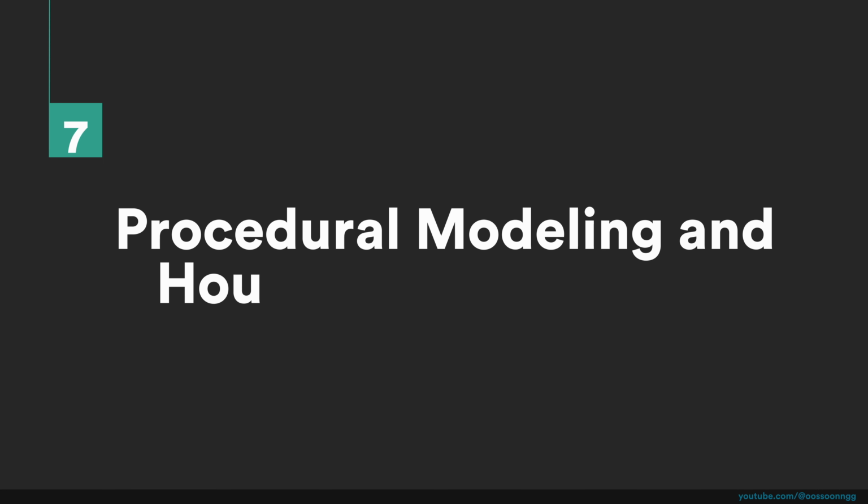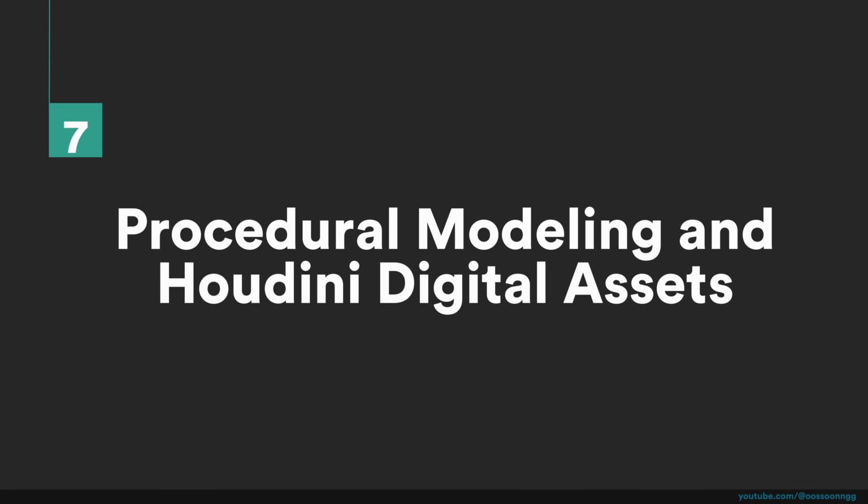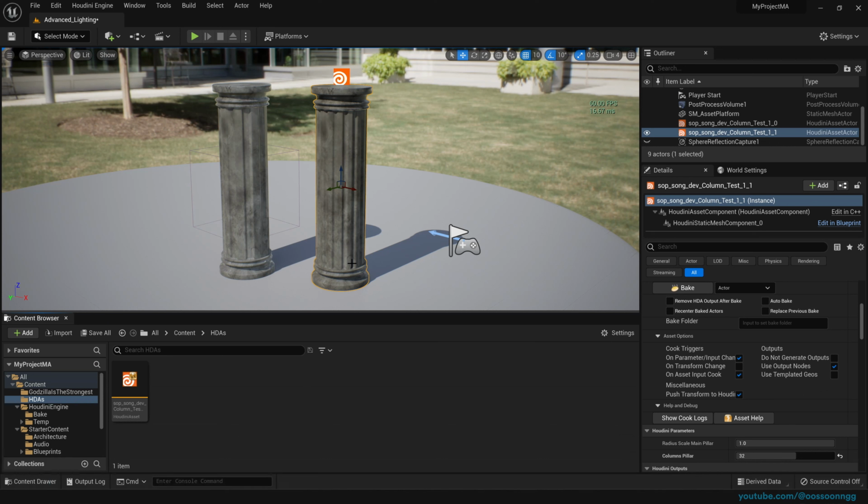Hello and welcome to episode number 6 of Getting Started with Houdini, and in this one we will be taking a look at a very important part of Houdini, which is the Houdini Engine that will allow us to create Houdini digital assets that we can use inside of other applications, in our case inside of Unreal Engine 5.